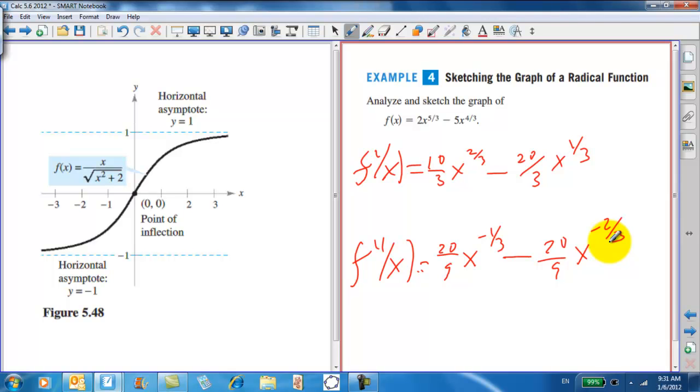And so now because we have negative powers, this can be thought of as 20/9 x to the 1/3 minus 20/9 x to the 2/3. And so we're going to find at x equals 0, our second derivative becomes undefined. So that's something we're going to have to look at as a possible inflection point. Can the derivative equal 0? Let's take a look at that.